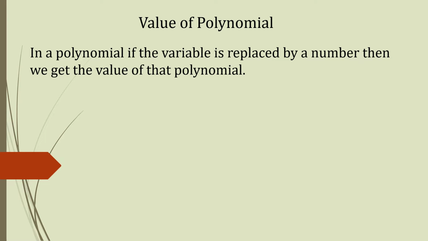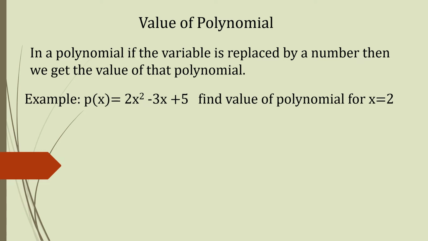So I'll explain this with an example. I've taken p of x, that is a polynomial in the variable x, equal to 2x square minus 3x plus 5. Find the value of the polynomial for x equal to 2. It means that for the polynomial with variable x, that is 2x square minus 3x plus 5, you have to find the value of this polynomial when the variable is replaced by 2.